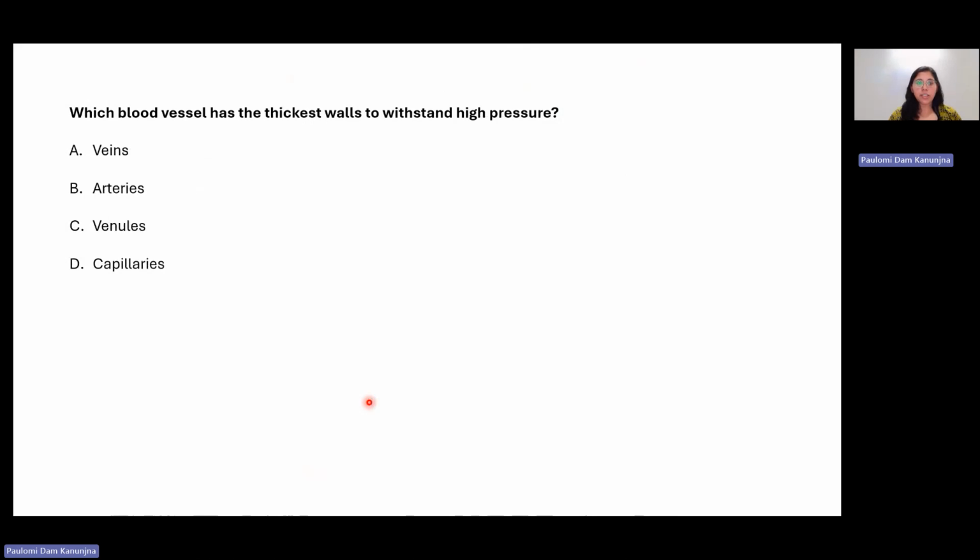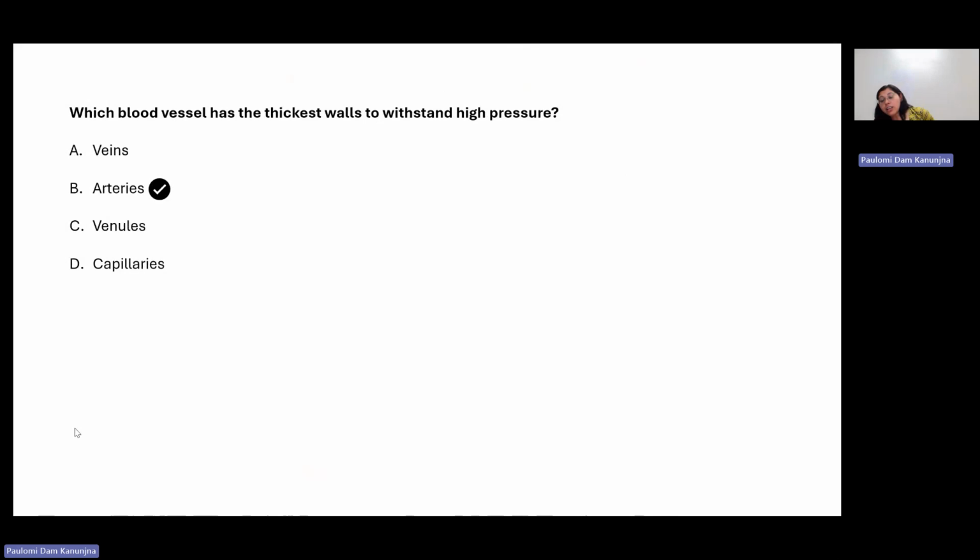Sorry, coming back. Which blood vessel has the thickest wall to withstand high pressure? I showed you as a match the following. But what do you think is the answer here, and why do you think the answer is there? In the sense, which one is the correct answer, and why does it have high pressure? Right. So arteries, right? Your arteries have the thickest wall, and that's what is sustaining them to have high pressure.